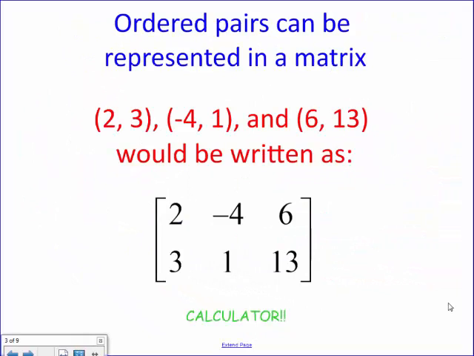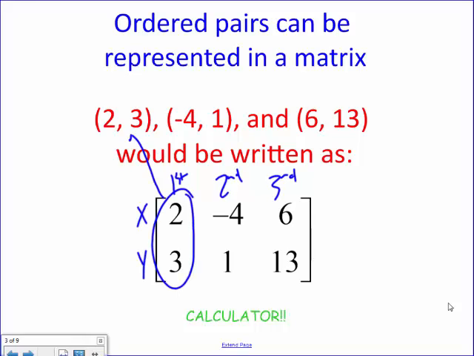And we could also use a matrix to write ordered pairs. So for example, right here, if I'm going to write ordered pairs into a matrix, I want the x's to be up top and the y's to be in the second row. So x is in the first row, y is in the second row, and then it has each coordinate. So right here would be the first point, this would be your second point, and this would be your third point, as you can see up here. So here's the point 2, 3, and the point negative 4, 1, so on and so forth. So always put your x's first, and then your y's, and the points should match up.